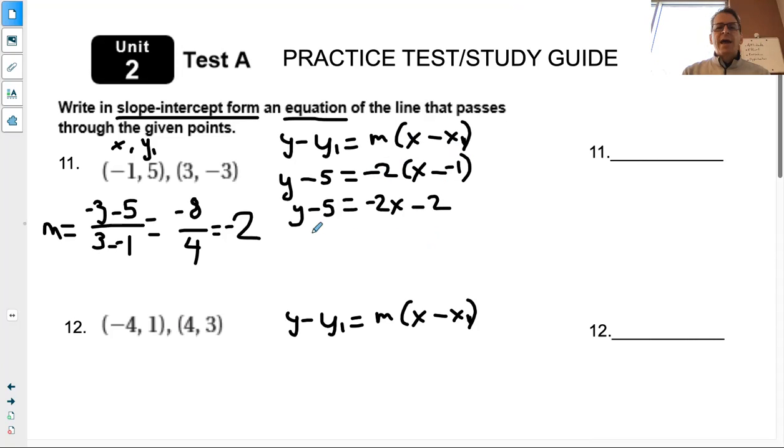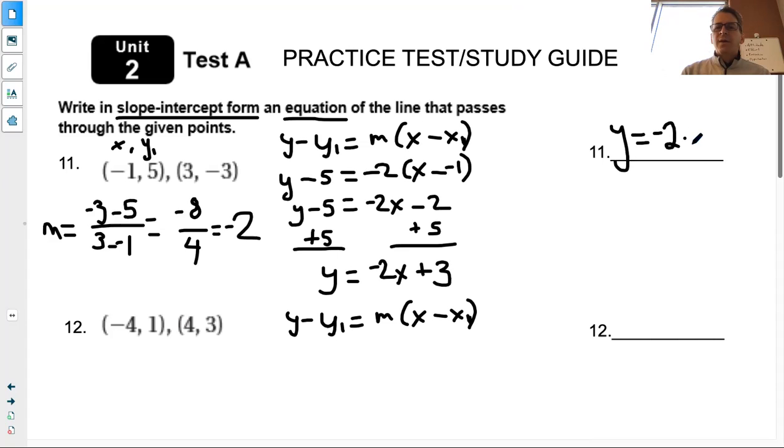Now, final step, add 5. Add 5 to both sides. And by doing that, you have y by itself on the left side is equal to negative 2x, there's your slope, plus 3. So your final answer would be y is equal to the slope, negative 2, times x, plus 3. And I would circle your answer for that one.